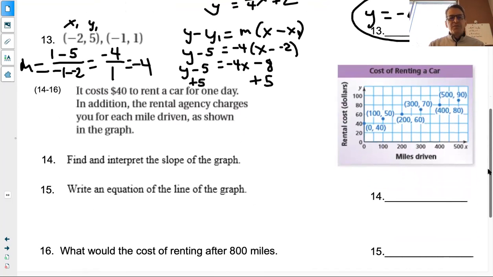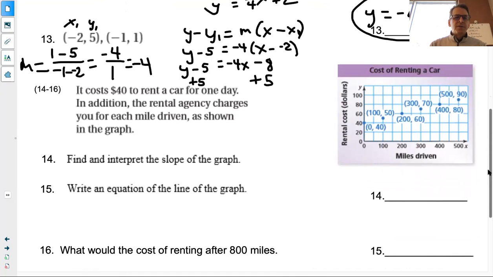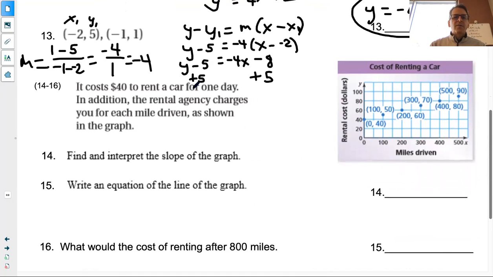All right, 14, 15, and 16. We're going to have this little graph here, and we've got this word problem. Okay, so when you're thinking of word problems with this section, you want to think of your slope as rate. They want us to find an equation in 15, and then they're going to ask us a question about 800 miles. Okay, so it costs $40 to rent a car for 1 day. In addition, the rental agency charges you for each mile driven, as shown in the graph.